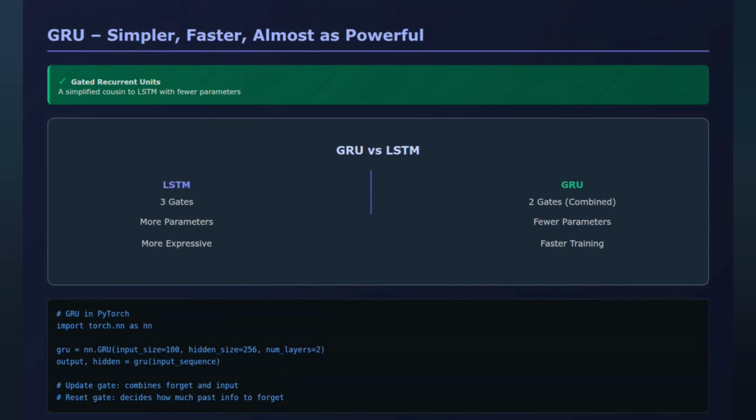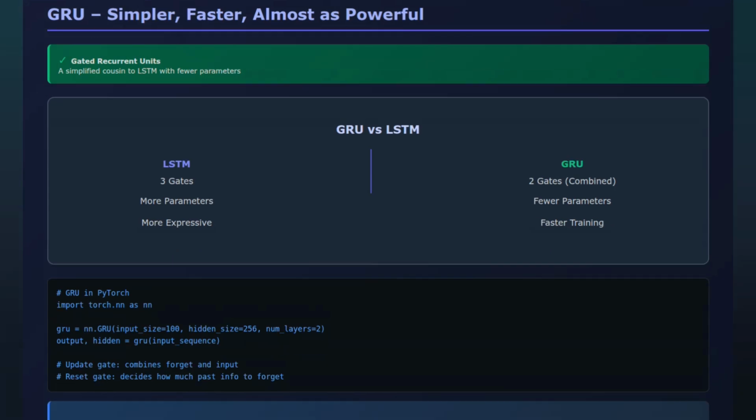GRUs combine the forget and input gates into a single update gate, and they have a reset gate that controls how much past information to forget. The result? Fewer parameters, faster training, and often comparable accuracy to LSTMs. The implementation is cleaner too. Notice we only get one hidden state, not separate hidden and cell states.